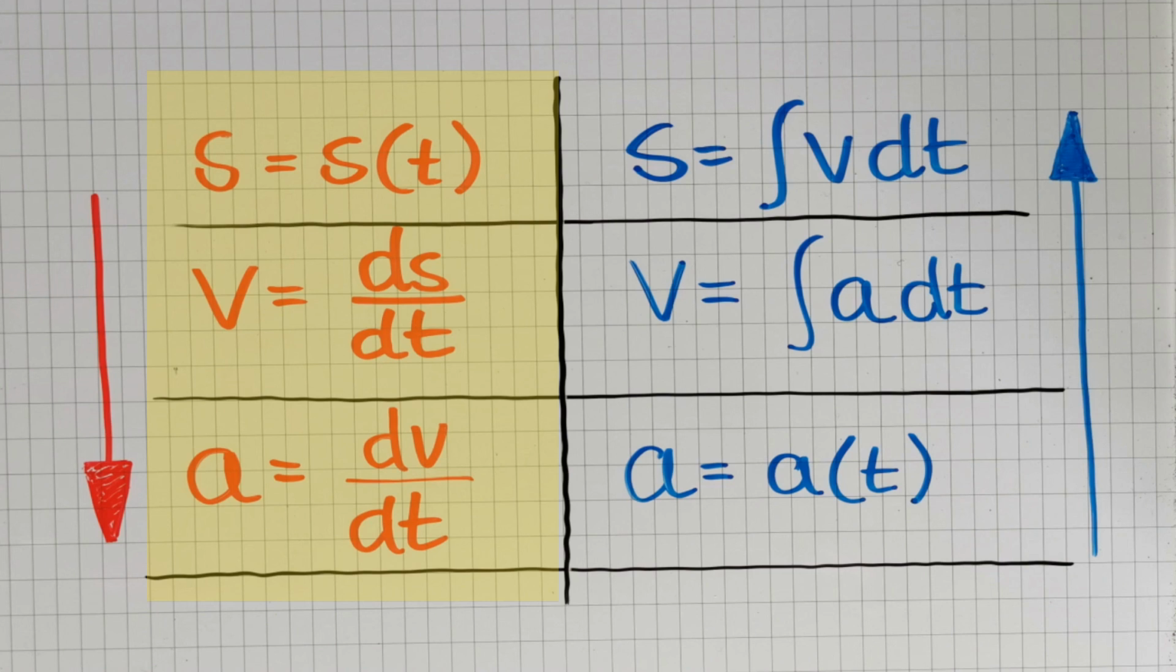If you want to go from the bottom to the top, that is on the right hand side of this table in blue, you can start off with the acceleration and say the acceleration is a function of time, and then integrate acceleration once, then you get velocity. So velocity is the integral of acceleration with respect to time. And if you integrate velocity, you get back to position. So S is the integral of v dt. So if you look at this table on the left hand side, moving from the top to the bottom, you differentiate. And moving from the bottom to the top on the right hand side, you integrate.